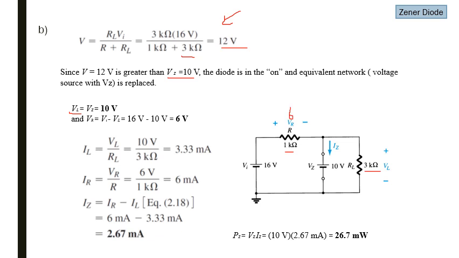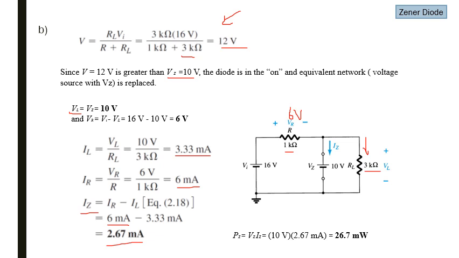VR is 6 volt, and IL is equal to VL over RL, that is 10 volt over 3 kilo ohm, 3.33 milliampere. This current is flowing through the load resistor, and IR is VR by R, 6 volt divided by 1 kilo ohm, 6 milliampere. We can find Iz, that is IR minus IL, 6 milliampere minus 3.33 milliampere, which means 2.67 milliampere current is flowing through this Zener diode.